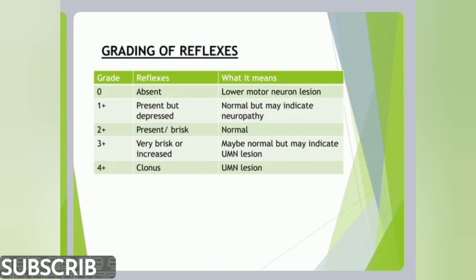3 plus will indicate very brisk or increased reflex and it may be normal but may indicate upper motor neuron lesion, and 4 plus may show increased clonus and this will indicate upper motor neuron lesion, and clonus means a high amount of fast and brisk reflexes.